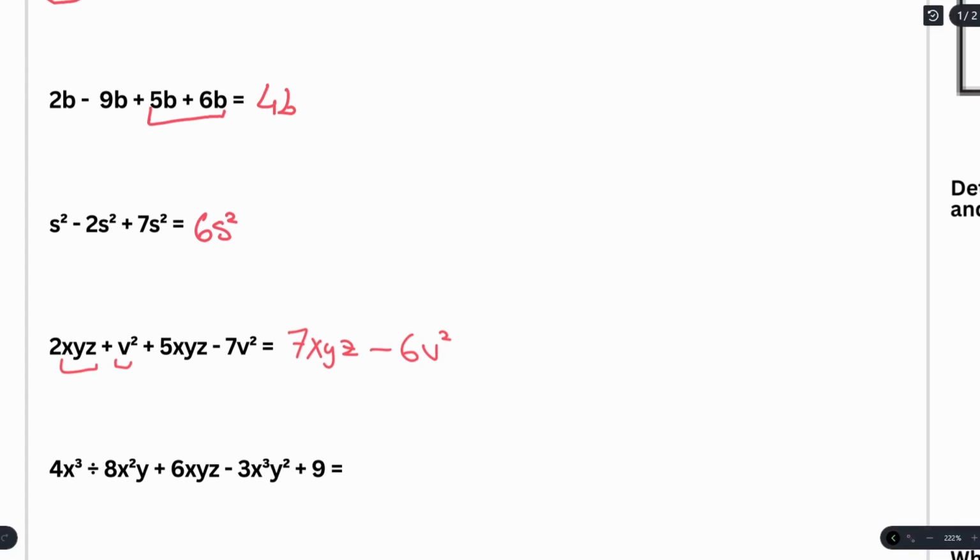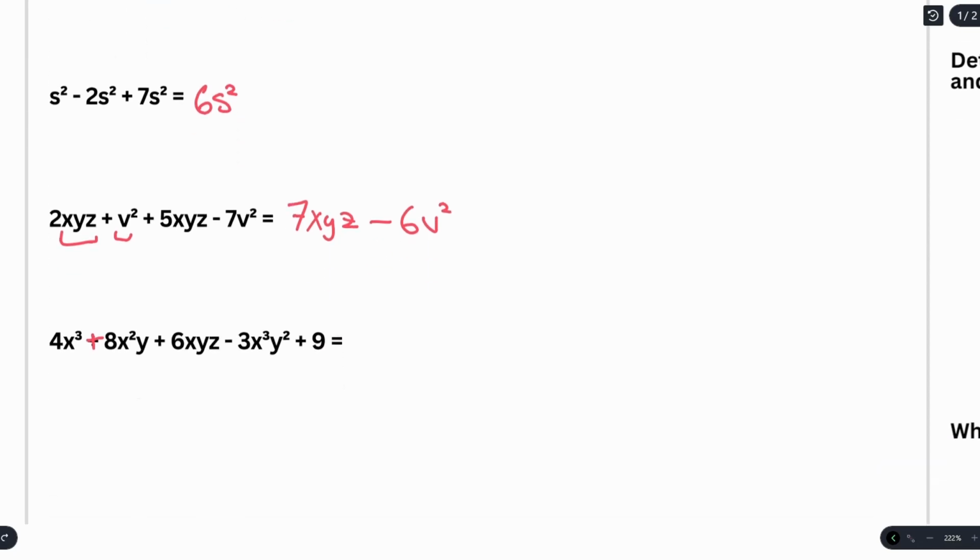And the last one, I have 4x cubed, I have an x cubed, I have x squared y, xyz, x cubed y squared, and a constant. I don't see any similar terms. That means that we're just going to leave it as it is, because you cannot combine or subtract anything, right? This here should be a plus, sorry. Okay, let's go to the next question.